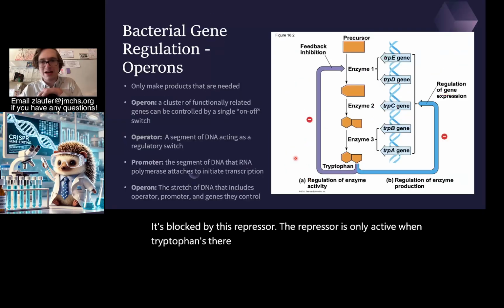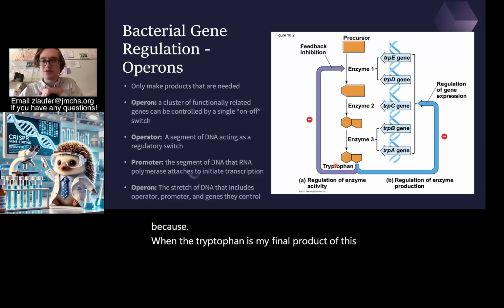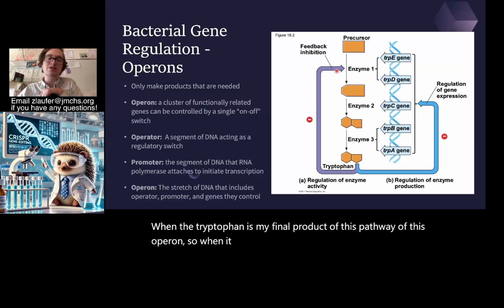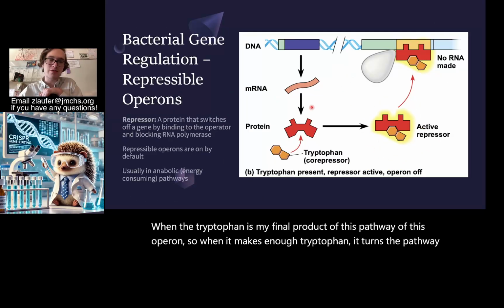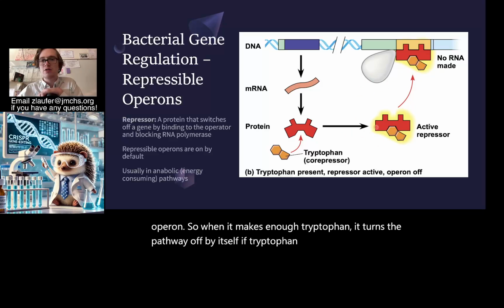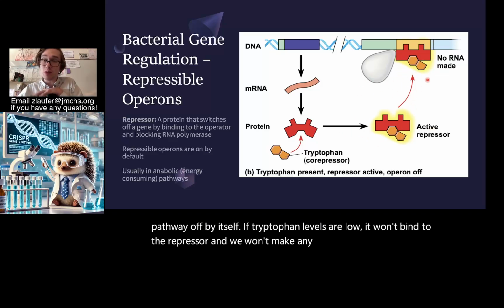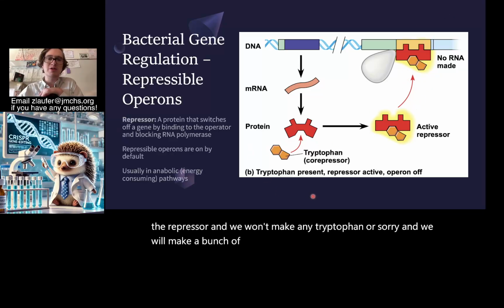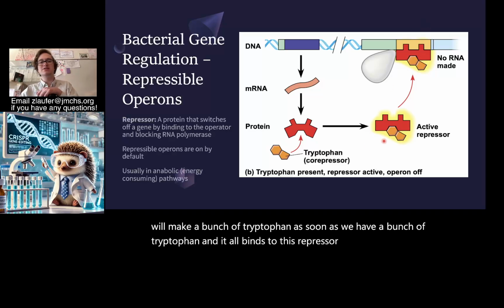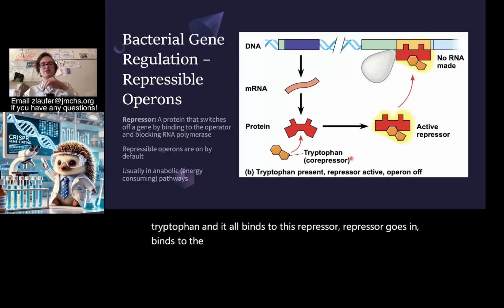So if we go back a little bit, this self-regulates because tryptophan is the final product of this pathway, of this operon. So when it makes enough tryptophan, it turns the pathway off by itself. If tryptophan levels are low, it won't bind to the repressor, and we will make a bunch of tryptophan. As soon as we have a bunch of tryptophan and it all binds to this repressor, the repressor goes in, binds to the DNA sequence, and blocks the polymerase from proceeding.